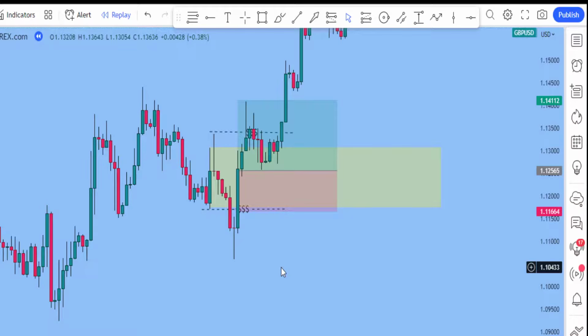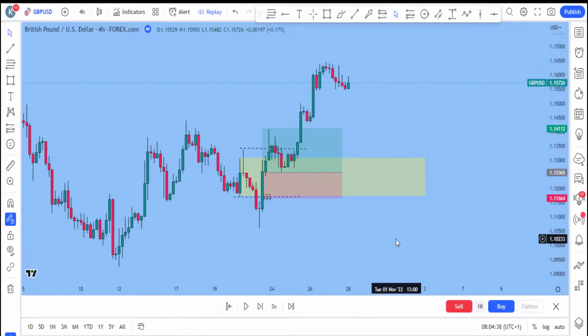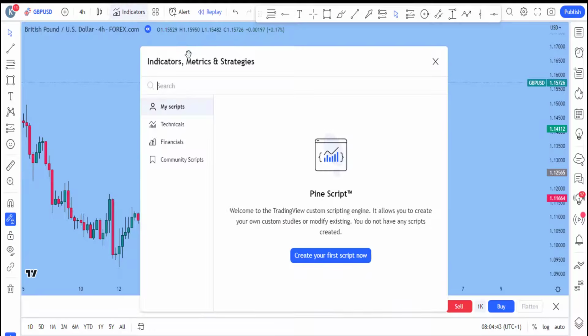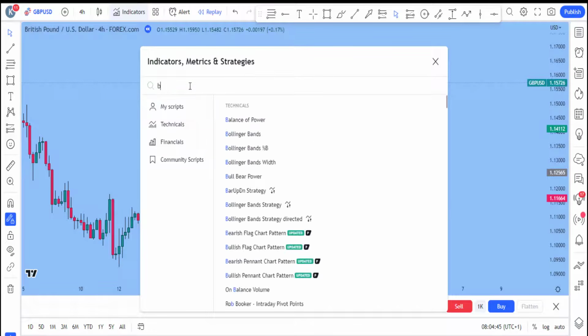To get it more easier and simpler, let me show you an indicator that will help you spot a breaker block easily. Simply come to indicators and search the word breaker block.